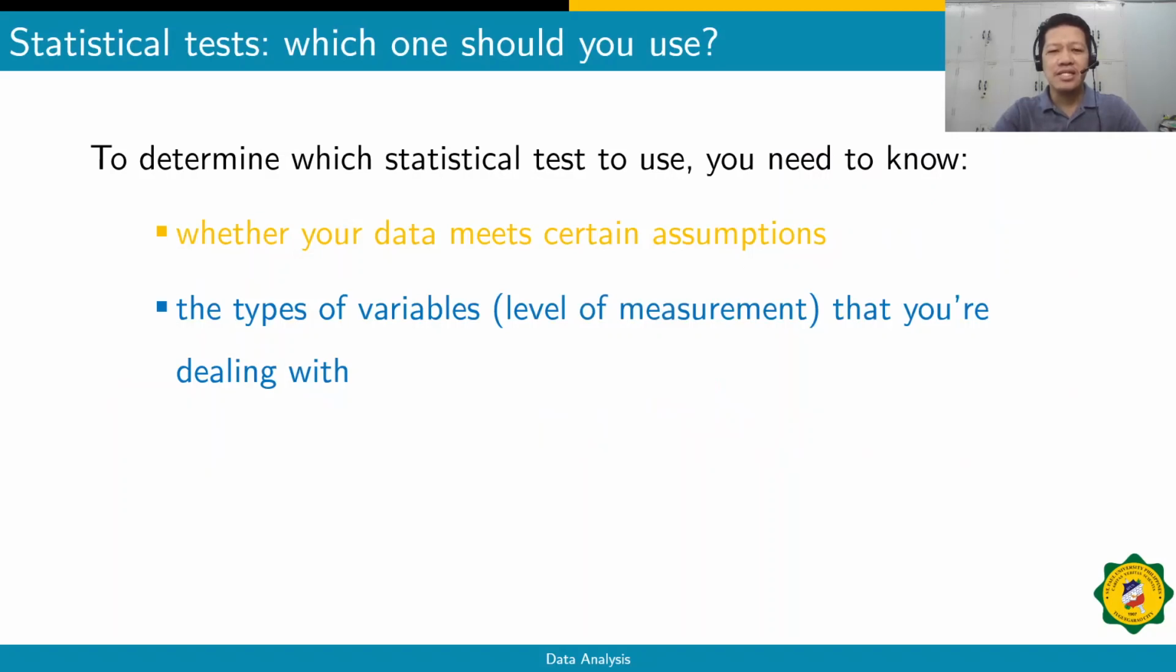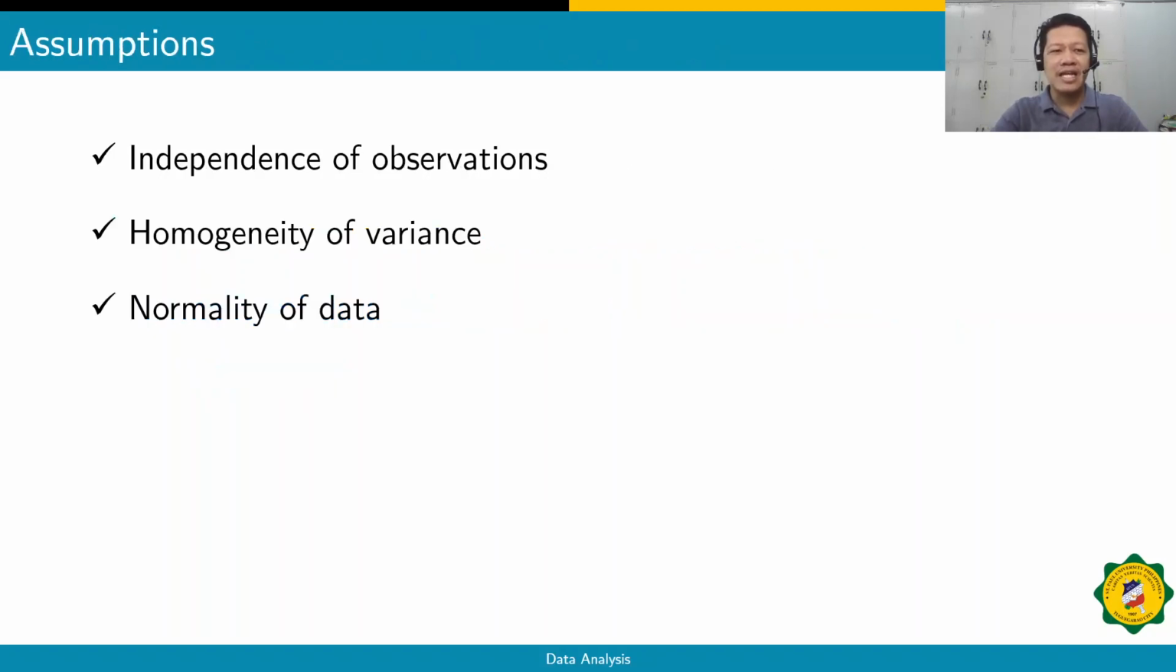To determine which statistical test to use, you need to know whether your data meets certain assumptions and the types of variables or level of measurement that you're dealing with. Assumptions like independence of observations, homogeneity of variance, and normality of data should be satisfied by a given set of data before you can use a particular statistical test. You may watch my other videos for these assumptions of the different statistical tests.